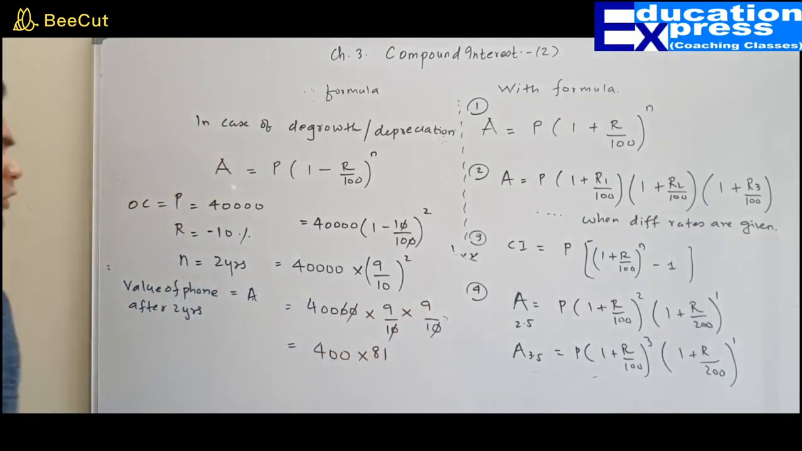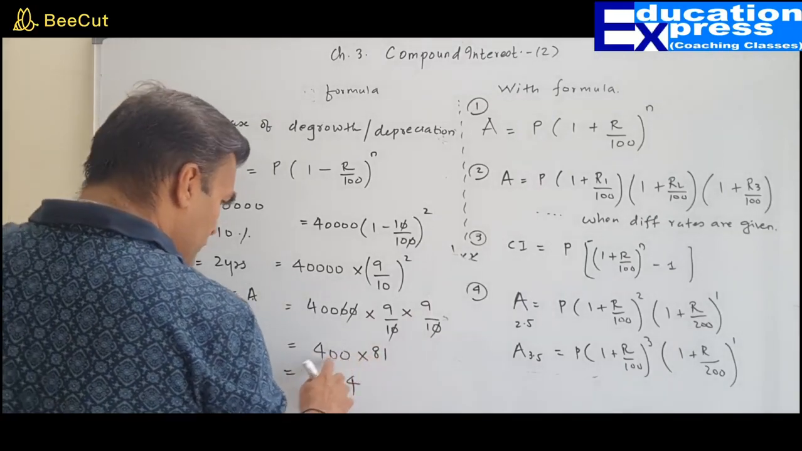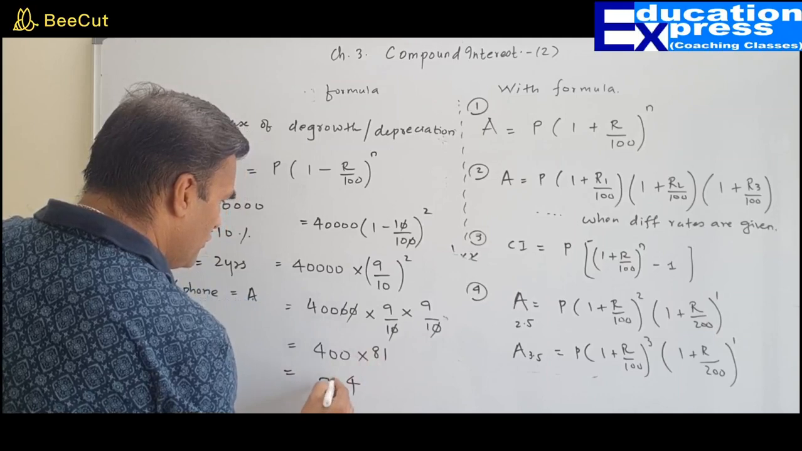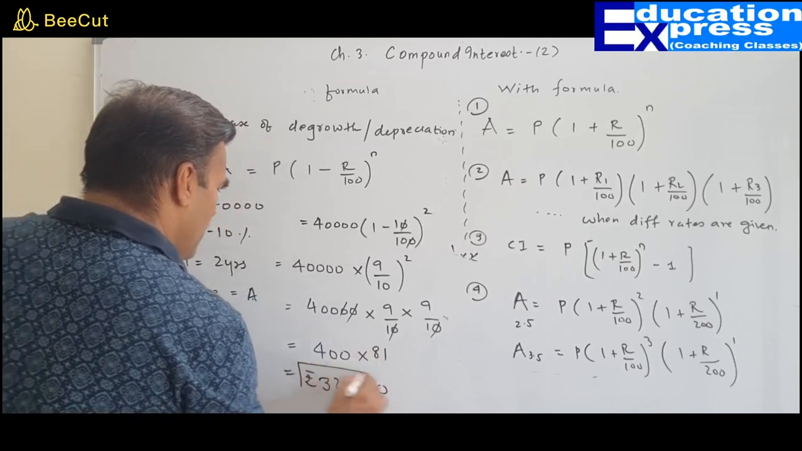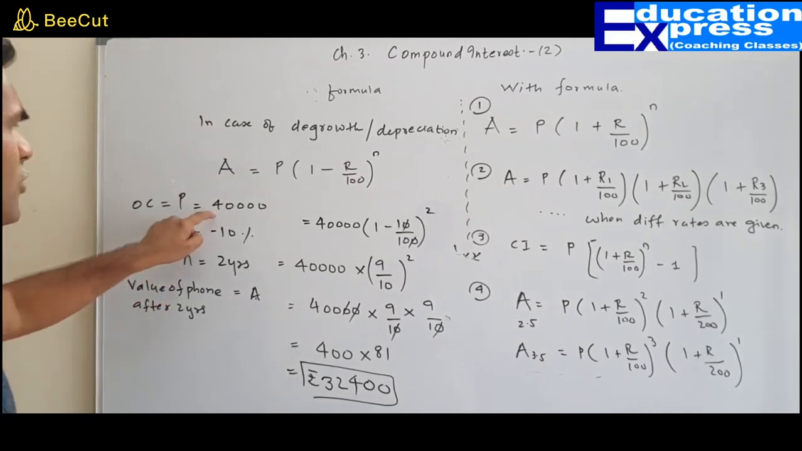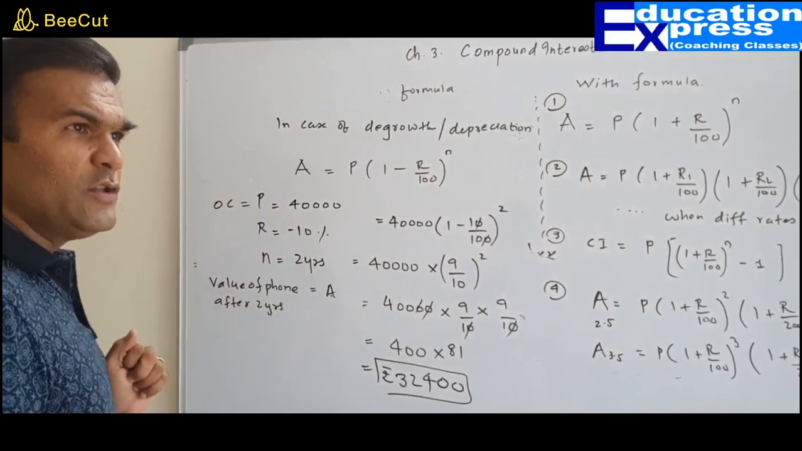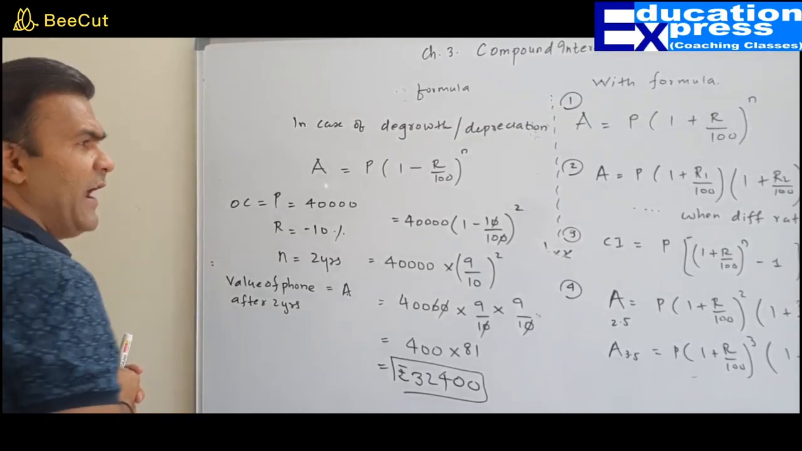Can anyone tell me what would be the value? 4, 32, 0 0. So the value of your phone would be 32,400. Remember, we have taken the original cost of the phone as 40,000. If you would have taken the original cost of the phone as 50,000, you will get the same answer as what we got yesterday, 40,500.